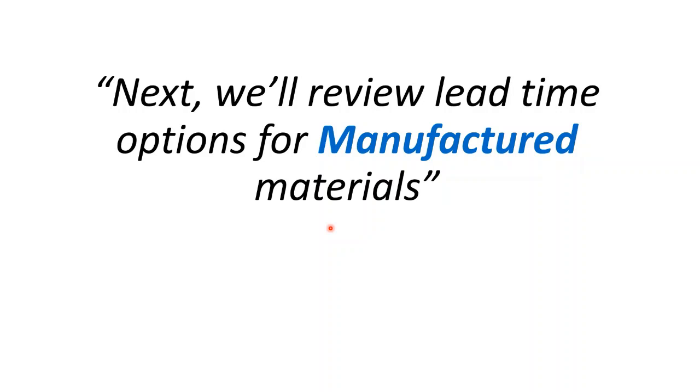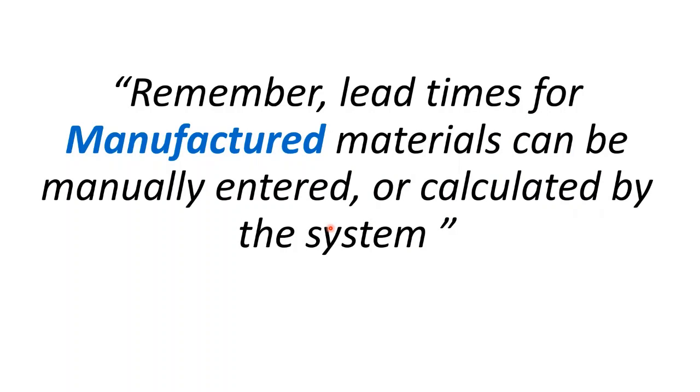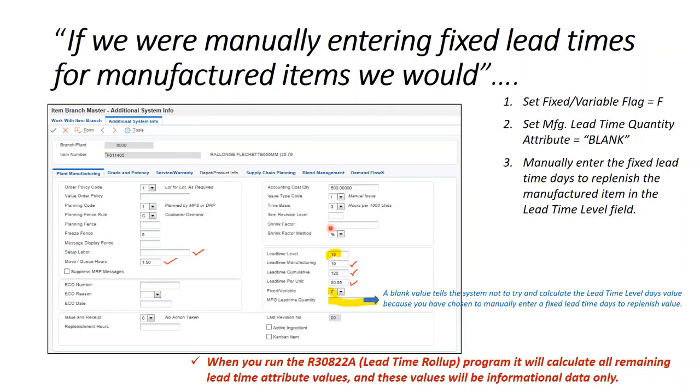Next, we'll review lead time options for manufactured materials. Now remember, lead times for manufactured materials can be manually entered or calculated by the system. If we were to manually enter fixed lead times for a manufactured item, we would set the fixed variable flag to F. Again, make sure the manufacturing lead time quantity is blank, and then simply enter the fixed days to replenish the manufactured item in the lead time level field.